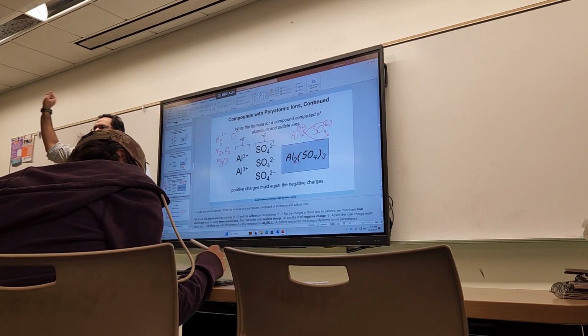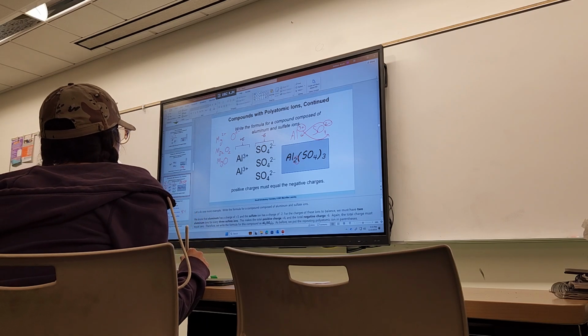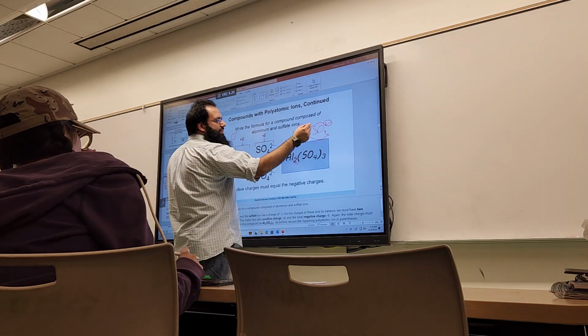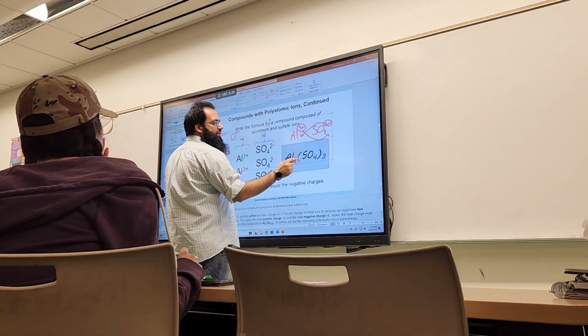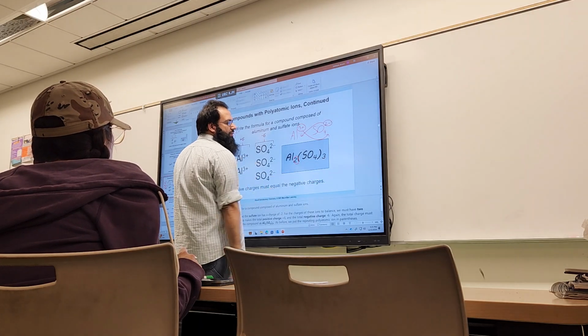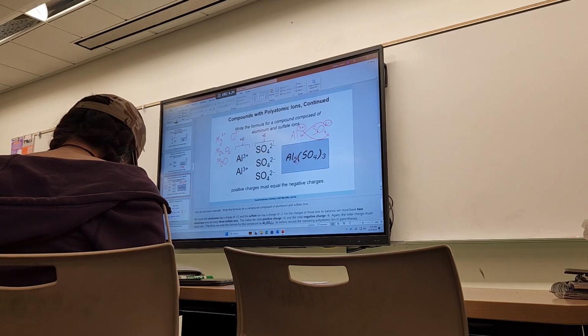The shortcut that we talked about is the swap, where you take the charge on the positively charged ion and it becomes the subscript of the negative, and you take the charge on the negative and it becomes the subscript of the positive. So the 2 over here comes down here, and the 3 over here comes down here. If you have more than one polyatomic ion, it has to be in brackets.